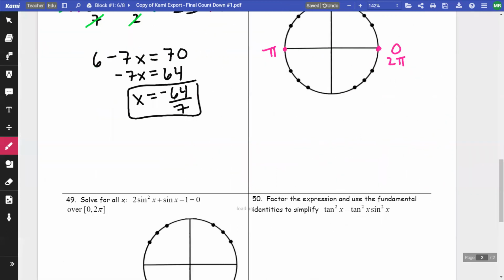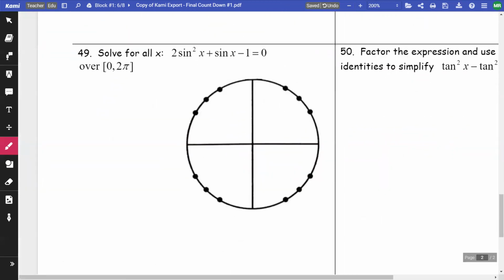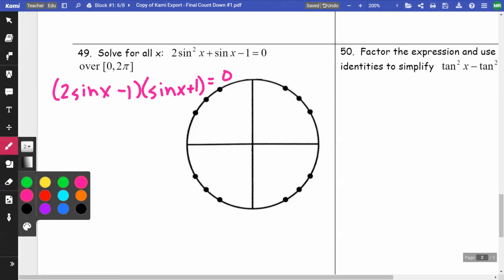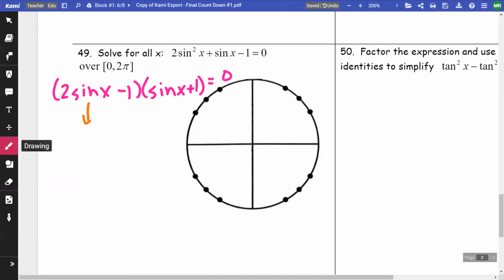Okay, on 49. So when we're factoring this, we got a 2 sine x. We have a sine x. We have a negative 1. So one of them needs to be positive, one of them needs to be negative. I'm going to put the plus 1 here because that's going to multiply with this and get me a positive 2, and then negative 1 here. Okay, so now this particular factor is going to lead to, when I set equal to 0, I'm going to add 1 and divide by 2.